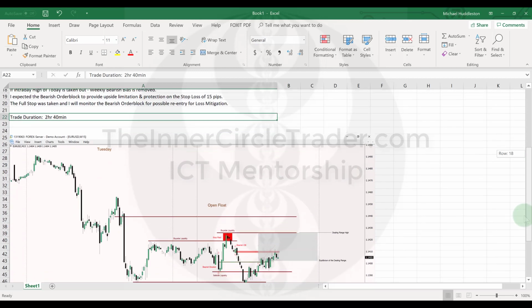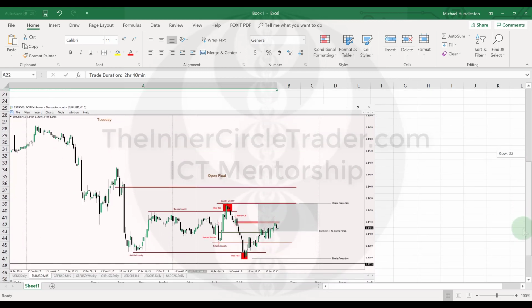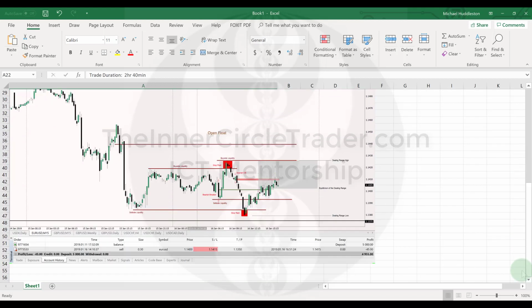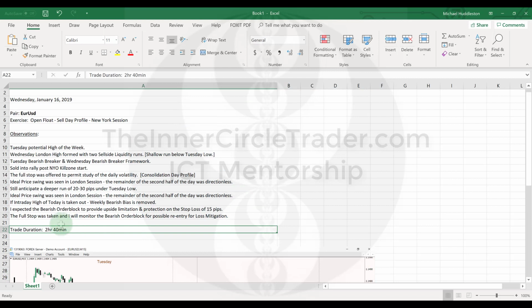And then I include a copy of the chart with all the details, all the order numbers, balance changes, the stop out, and then the additional reference points. Okay. Additionally, I have in here that the full stop was taken, and I will monitor the bearish order block for possible reentry from loss mitigation.